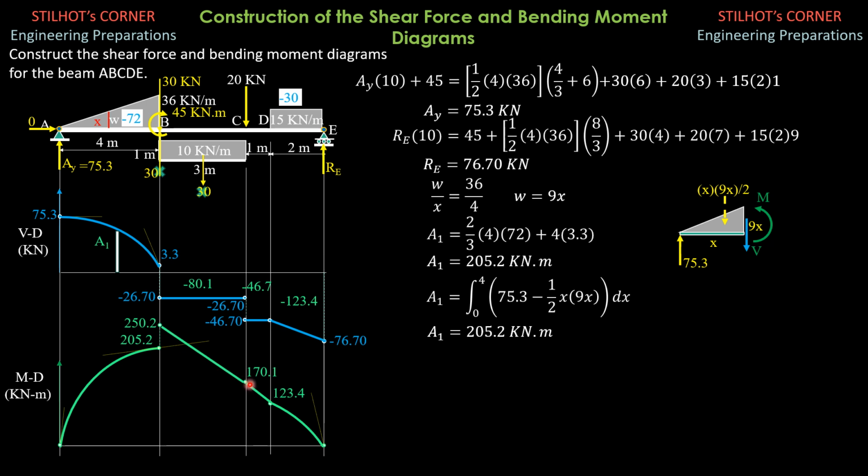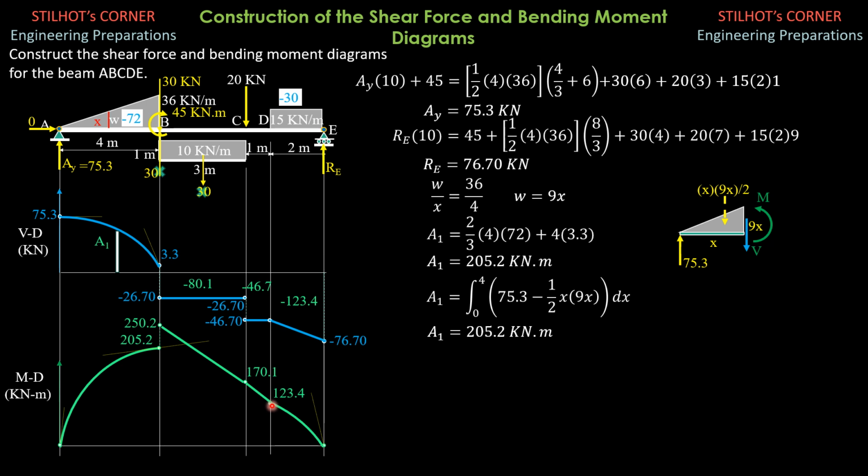Then from 170.1 plus another area, negative 46.7, that's 0 degrees, so it's just a straight line. 170.1 plus negative 46.7 is 123.4. So we simply connect these 2 points with a straight line. And finally, we have first degree negative slope, second degree. So the area is negative 123.4. 123.4 plus negative 123.4 is 0. And that is expected, as the moment is 0.